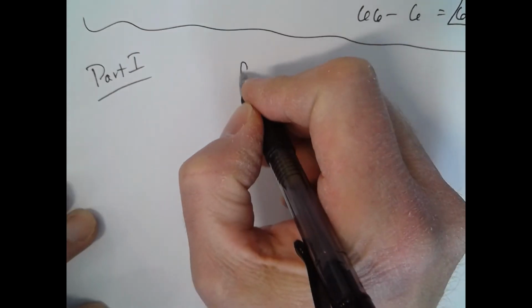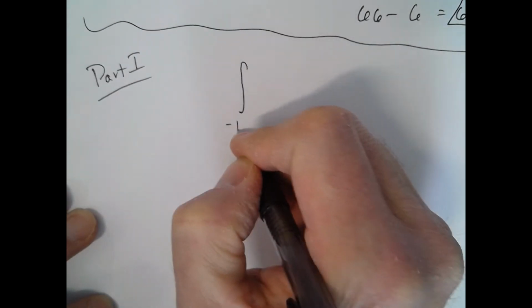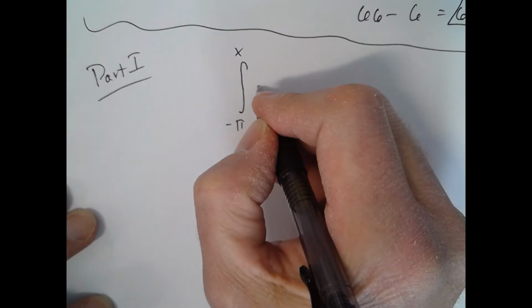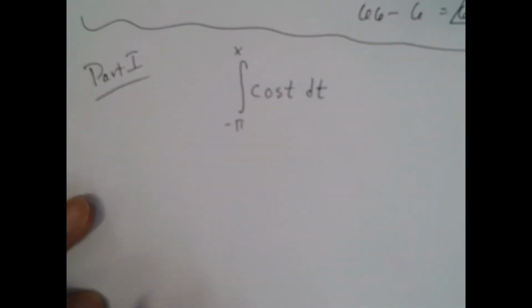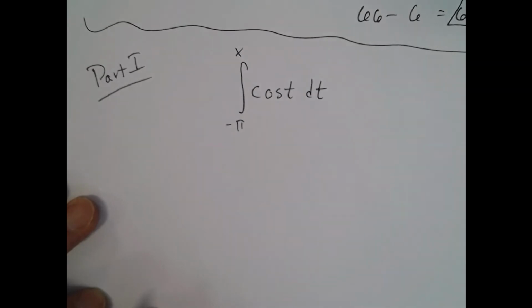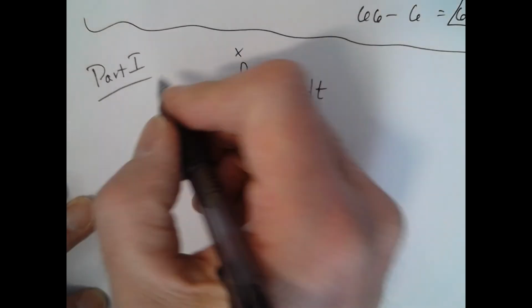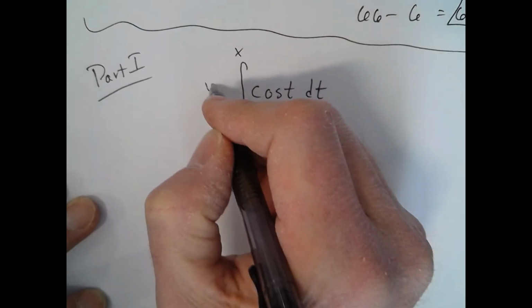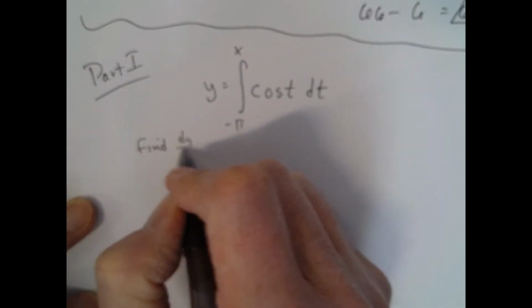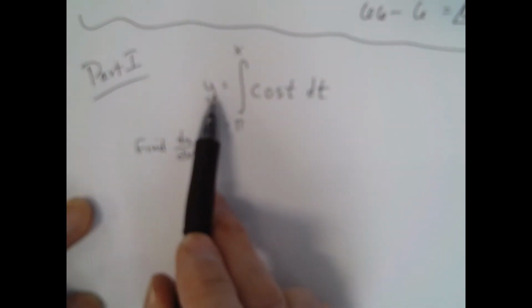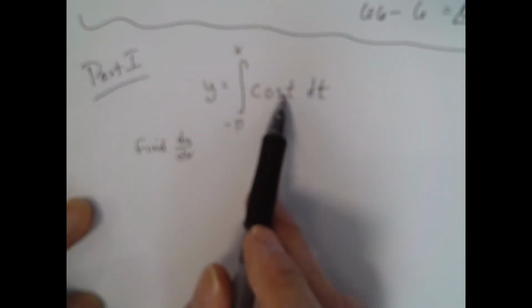So part 1 of the fundamental theorem of calculus, if we wanted to integrate, let's say from negative pi to x, cosine t dt, and I wanted to find the derivative of this. So the example, if it's y equals that, and find dy dx. So we're finding the derivative of the integral.